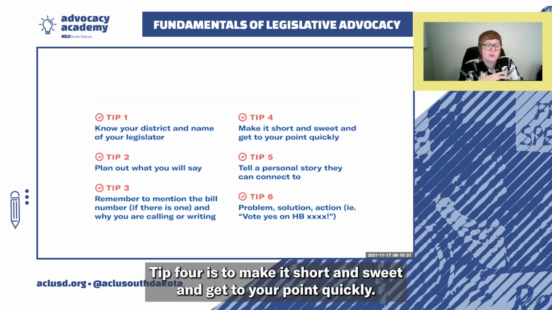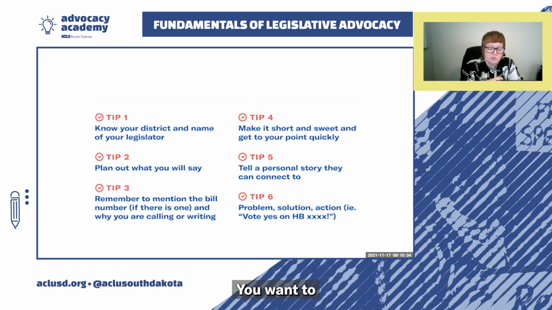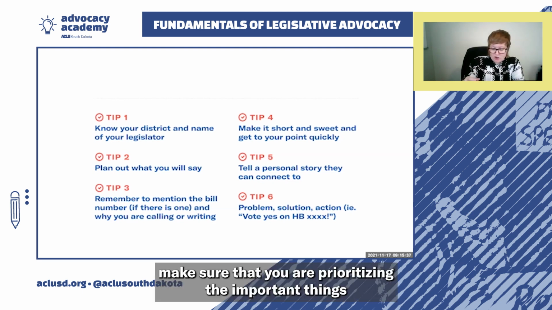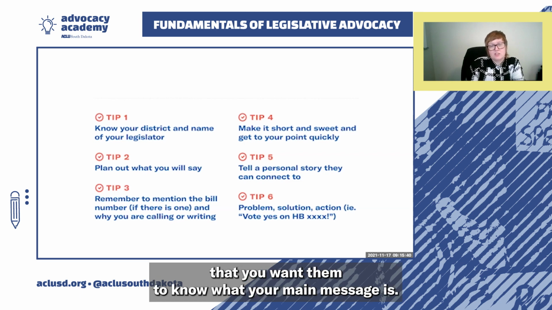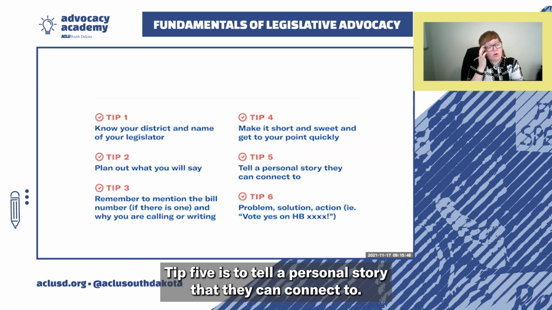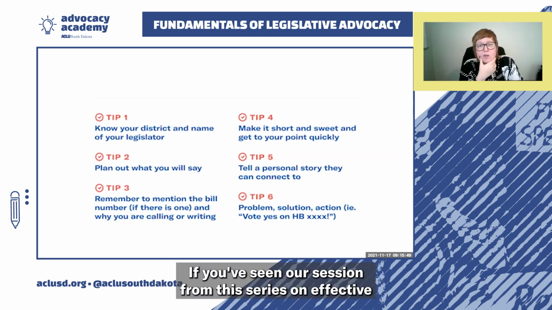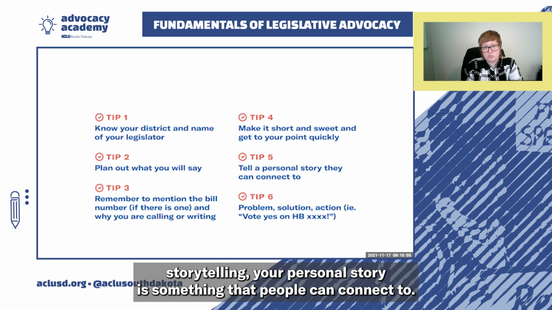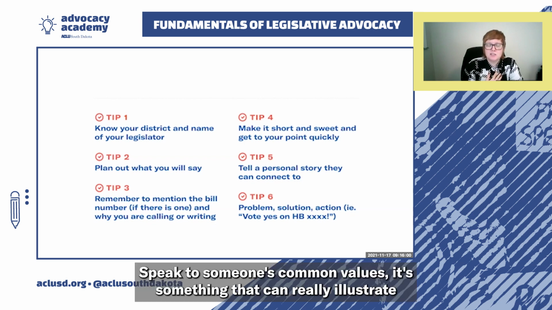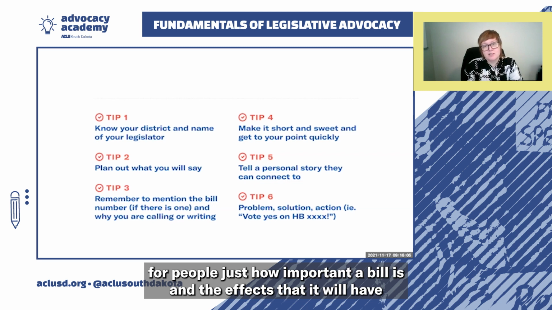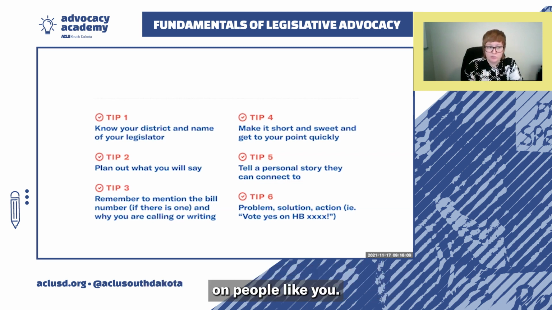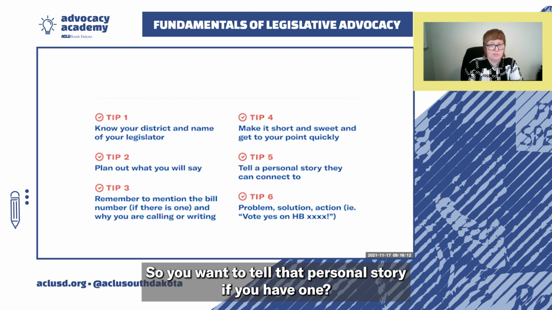Tip 4 is to make it short and sweet and get to your point quickly. You want to make sure that you are prioritizing the important things that you want them to know, your main messages. Tip 5 is to tell a personal story that they can connect to. If you've seen our session from this series on effective storytelling, your personal story is something that people can connect to. It's something that can speak to someone's common values. It's something that can really illustrate for people just how important a bill is and the effect that it will have on people like you. So you want to tell that personal story if you have one.